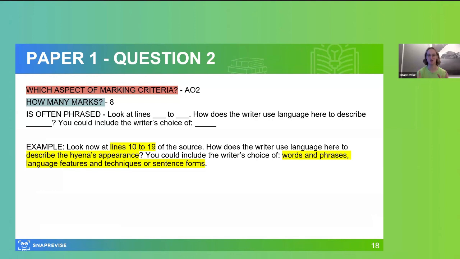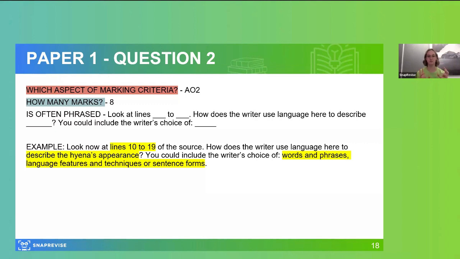A lot of the questions in your exams are really great because they signpost what you could be talking about, what you should be looking at. If you're struggling a little bit, it gives you those signposts so you can go, right, okay, I'm going to talk about this. So in this example, using the same source from question 1, the question is: look at lines 10 to 19 of the source. How does the writer use language here to describe the hyena's appearance? You could include the writer's choice of words and phrases, language features and techniques, or sentence forms.